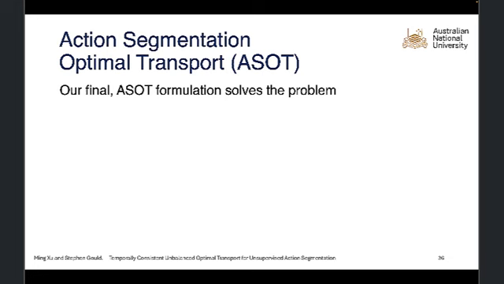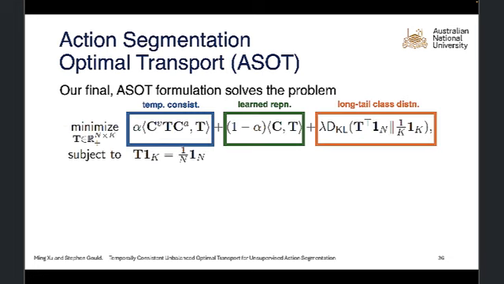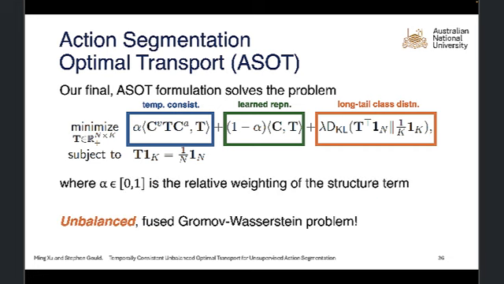So action segmentation optimal transport, concretely, we're going to solve this optimization problem. So again, different from the standard optimal transport formulation. Really, unbalanced transport is in the orange, and Gromov-Wasserstein, the temporal consistency part, is in the blue. And green is our standard optimal transport bit derived from the learned representations.